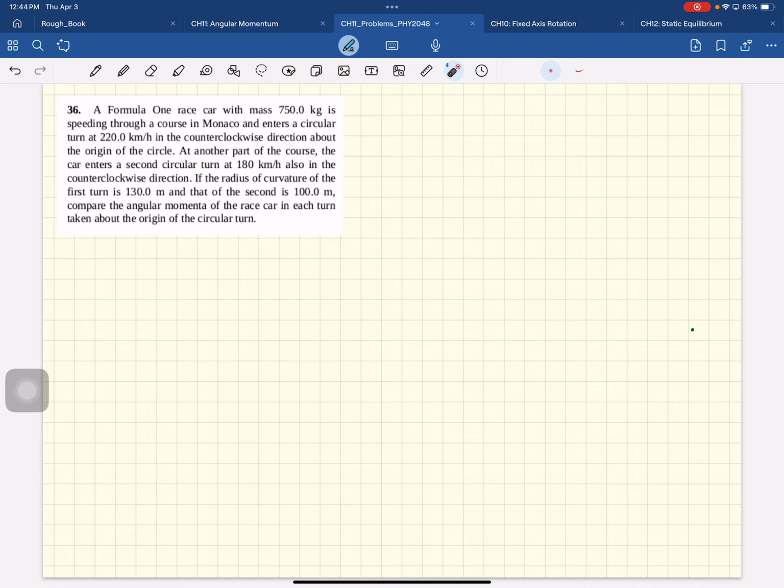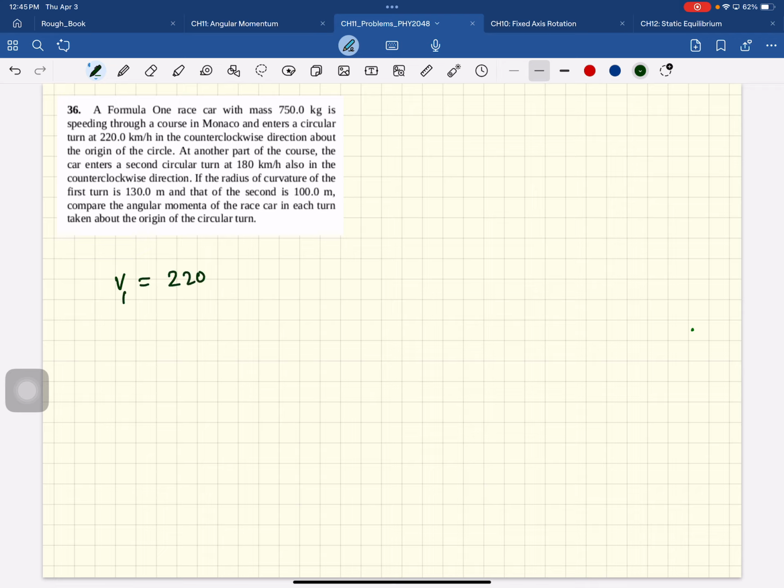At another part of the course, this car enters a second circular turn at 180 kilometers per hour, also in the counterclockwise direction. If the radius of curvature of the first turn is 130 meters and that of the second is 100 meters, compare the angular momenta of the race car in each turn taken about the origin of the circular turns. Okay, so let's calculate the velocities.